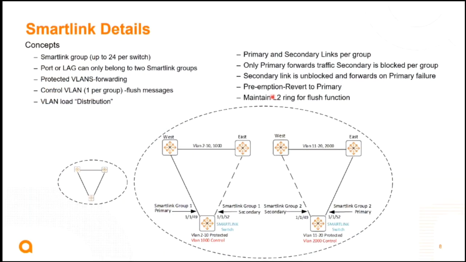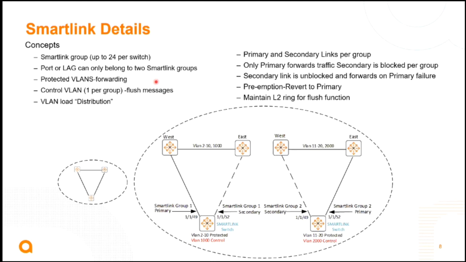So let's talk about some of the details around Smartlink. And so let's look at some of the concepts, okay? So first of all, in Smartlink, we have something called a Smartlink group. And per switch, we have up to 24 of them. Typically, you wouldn't use 24 of them on a switch, okay? But they're there for you to use. So in terms of ports and LAGs, you can only have a port or a LAG allocated to 2 separate Smartlink groups. And you'll see this later in the configuration. This helps with the VLAN load distribution.